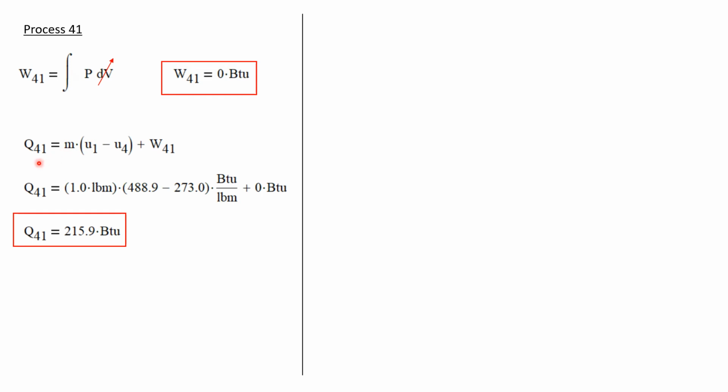We can calculate the heat transfer for this process using an energy balance. And we know that Q is just delta U plus W. And delta U can be written as the mass times the change in specific internal energy, which is U1 minus U4. We have all of these values, and we can calculate that the heat transfer is 215.9 BTUs.